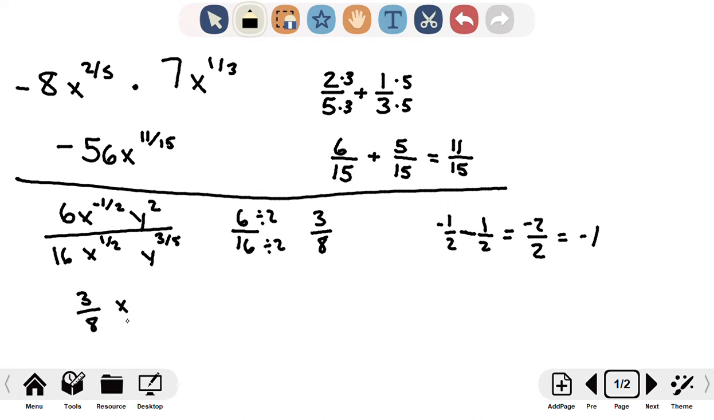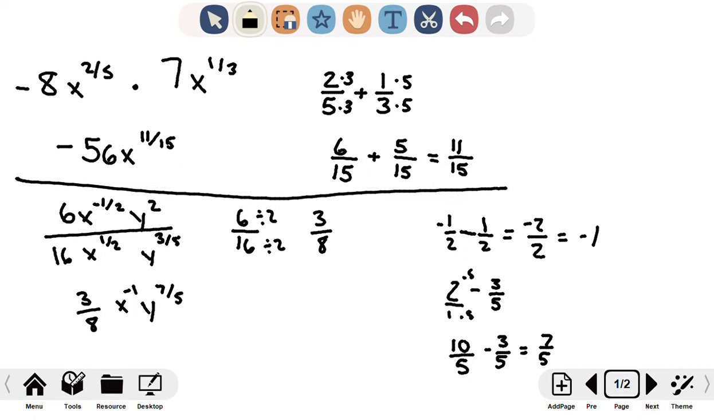So I could say I've got x to the negative 1, and then I do the y to the 2 minus y to the 3/5. Just like with the x's, I have to subtract the exponents there. So I put that 2 over 1, but then I need to get a common denominator, so I'm going to multiply by 5 on each layer so I can make 5 the common denominator. So now I've got 10/5, which is the same thing as 2, minus 3/5, which gives me 7/5. So now y is raised to the 7/5 power.